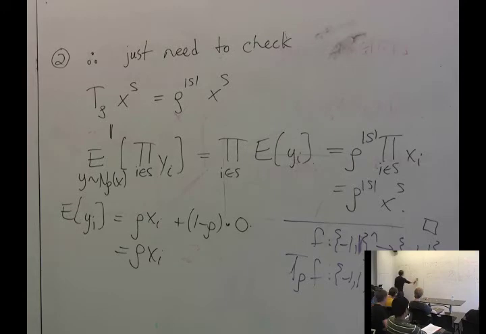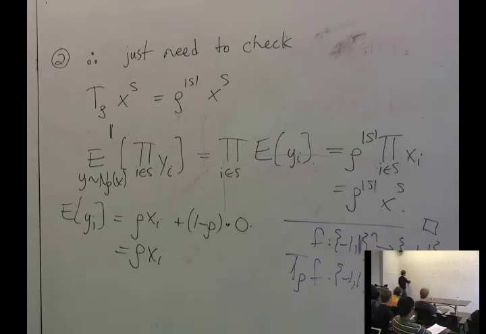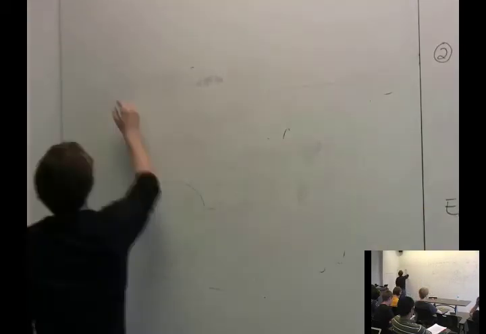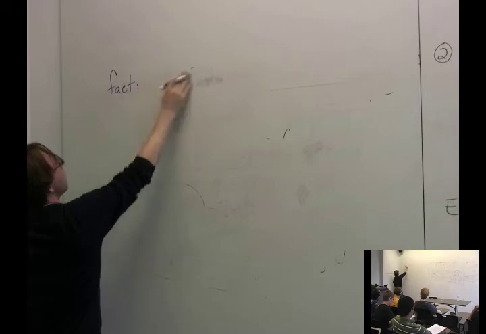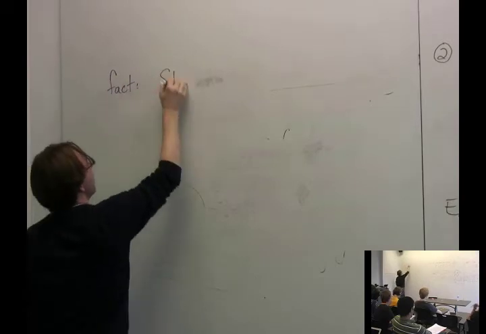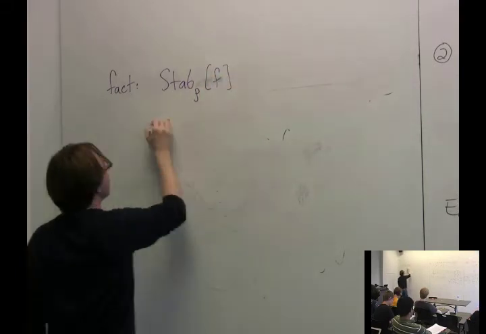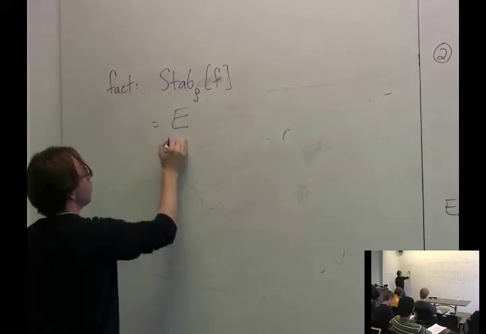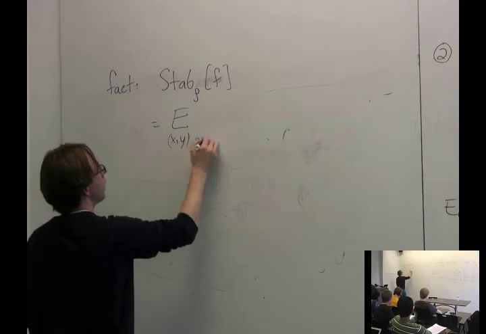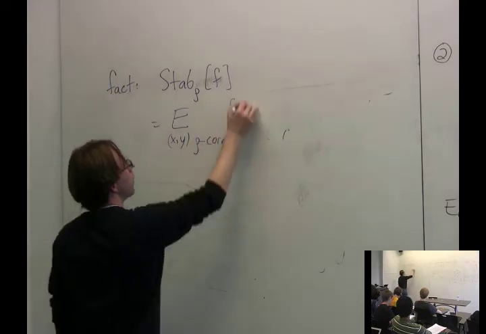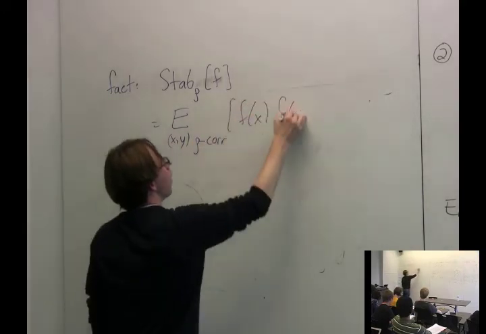Good. So I introduced this T rho operator because of its connection to noise stability. And now we can just check what the connection is. The noise stability at rho of f is the expected value over x, y, rho correlated, of f of x times f of y.